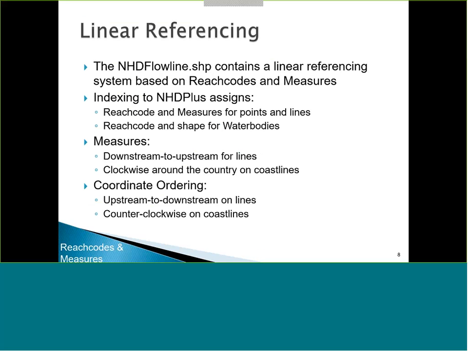Now let me talk about linear referencing. This is an important concept here. The NHD flowline shape contains a linear referencing system based on reach codes and measures, so you can use the NHD flowline for assigning reach codes and measures, or if you have the reach codes and measures, you can render and link to the NHD flowline. And the measures, again, go downstream to upstream for lines. The measures go clockwise around the country on coastlines. The coordinate ordering is the opposite of the measures. The coordinate ordering in the NHD flowline goes from upstream to downstream, and it goes counterclockwise around the country on the coastlines around the United States.